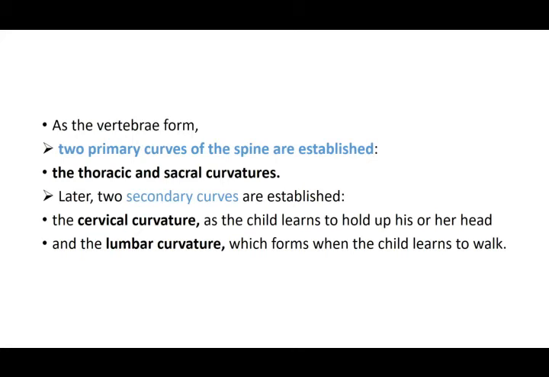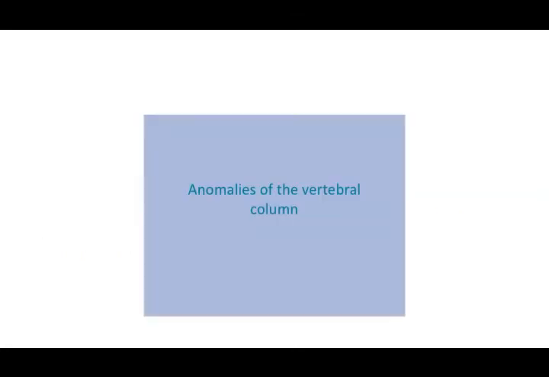At birth you just have the thoracic and the sacral, because that is giving a cavity containing your organs which are there. And then the cervical curvature, you need it when the head holding is there, and then when the baby starts to walk, the lumbar curvature is going to develop. Then we go on to the anomalies or the malformations of the vertebral column.